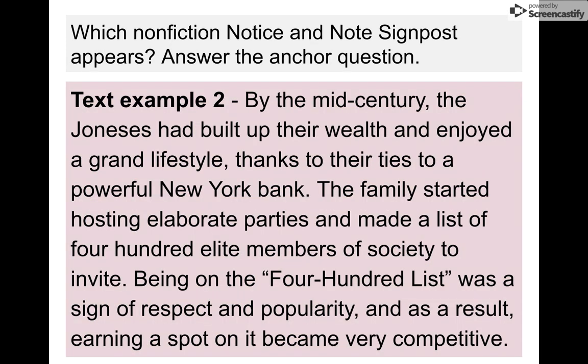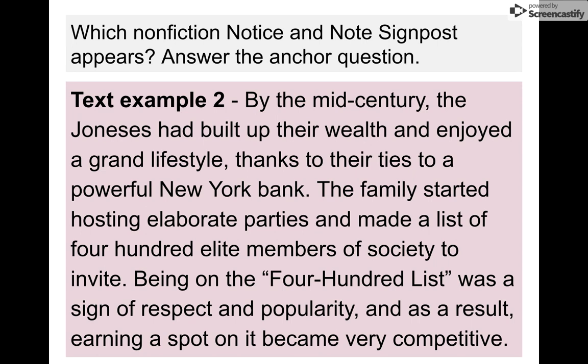The second example: By the mid-century, the Joneses had built up their wealth and enjoyed a grand lifestyle, thanks to their ties to a powerful New York bank. The family started hosting elaborate parties and made a list of 400 elite members of society to invite. Being on the 400 list was a sign of respect and popularity, and as a result, earning a spot on it became very competitive. Okay, which signpost is being used here, and what's the anchor question? And answer it.